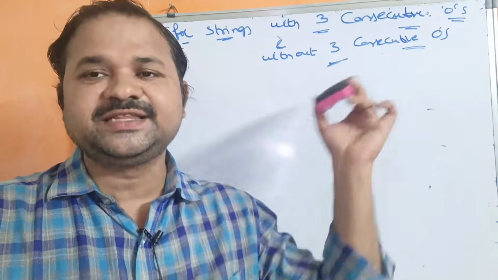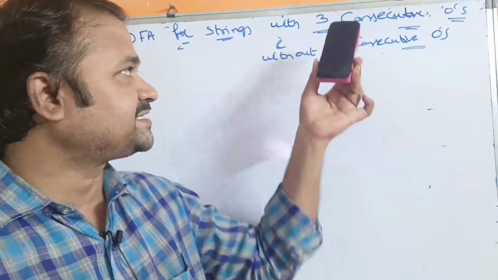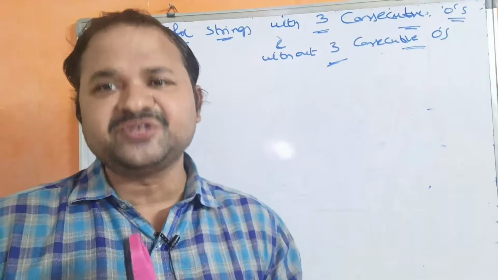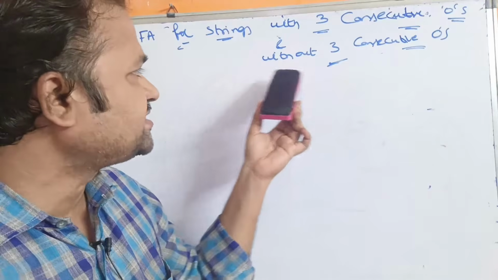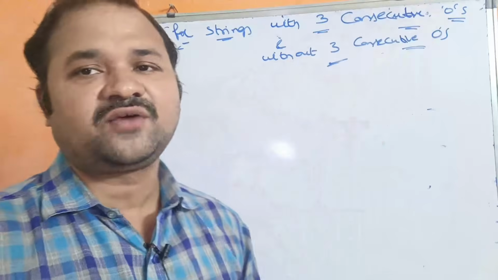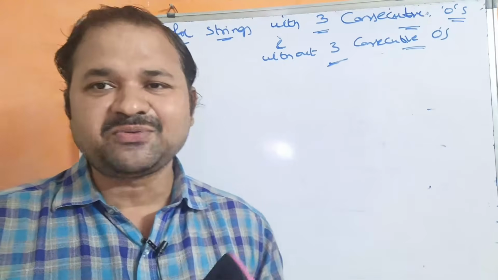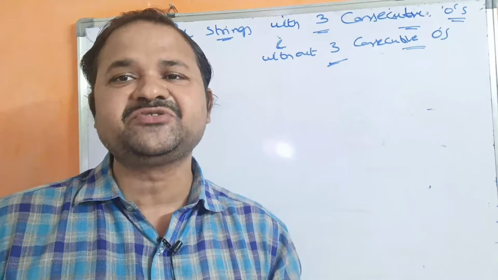Now let us see these two examples. Design a DFA for the strings with 3 consecutive zeros and design a DFA for the strings without 3 consecutive zeros. So let us solve the first example. We have to design a DFA for the strings having 3 consecutive zeros.